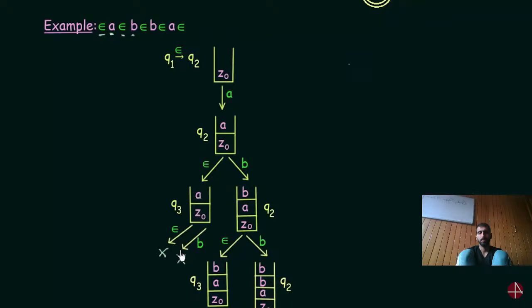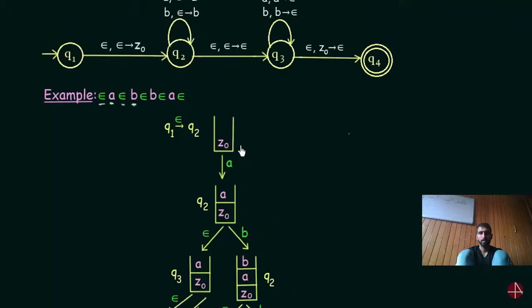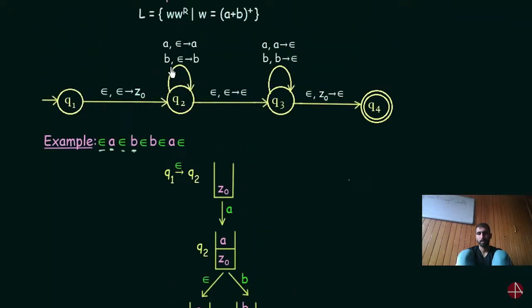There is no path to follow. So we know that taking this epsilon is not correct. So we have to take a B instead. Now if we take B in this state Q2, let's see what happens. In our state Q2, if you get input B, we don't pop anything, but we just push B into the stack and we still stay in state Q2.